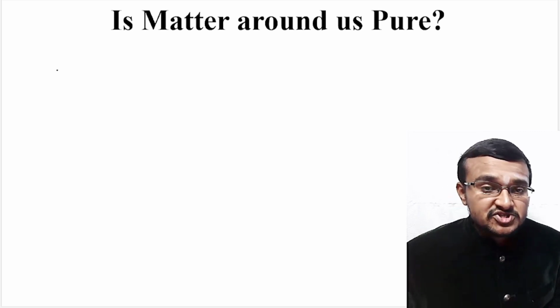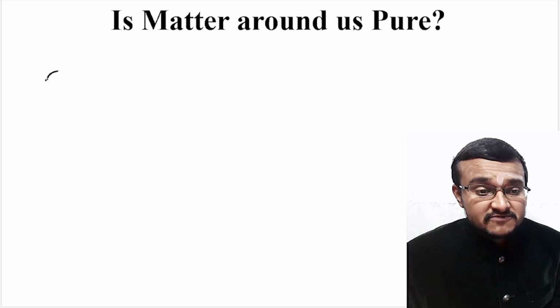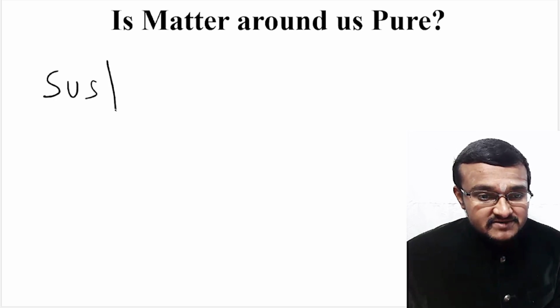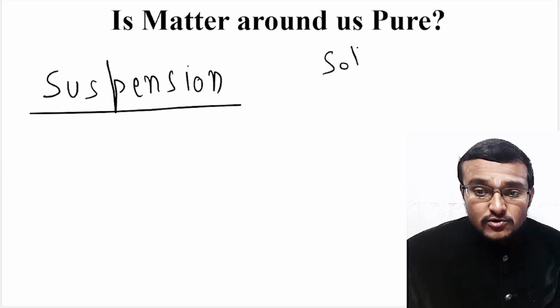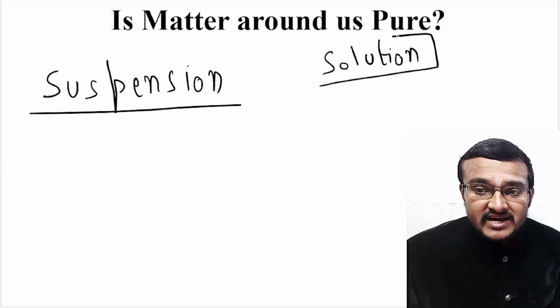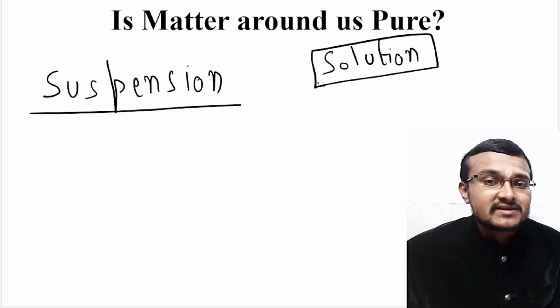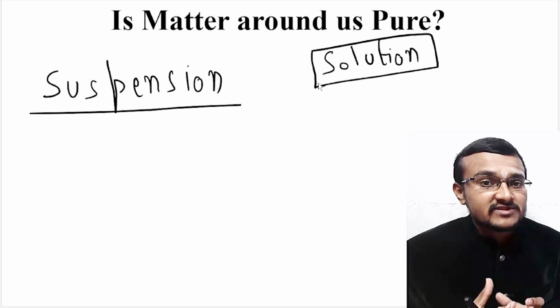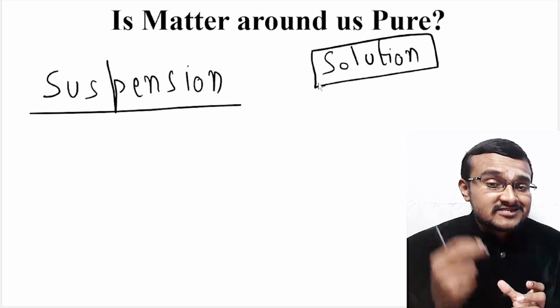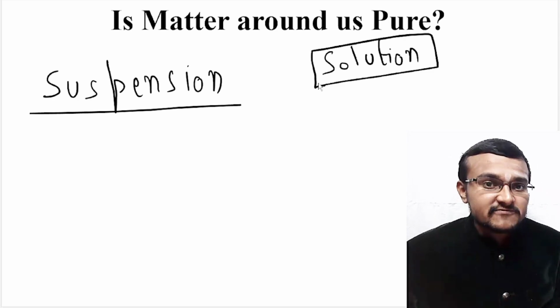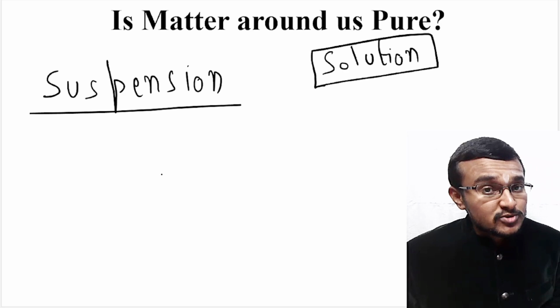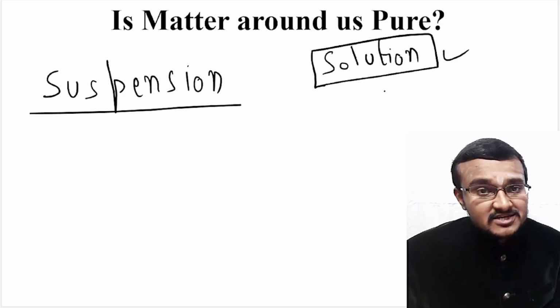The next concept after properties of solution is suspension. So what do you mean by suspension? As I explained in my previous video, a solution is a homogeneous mixture where the solute is uniformly mixed with the solvent. That means the solute has uniform composition with the solvent.